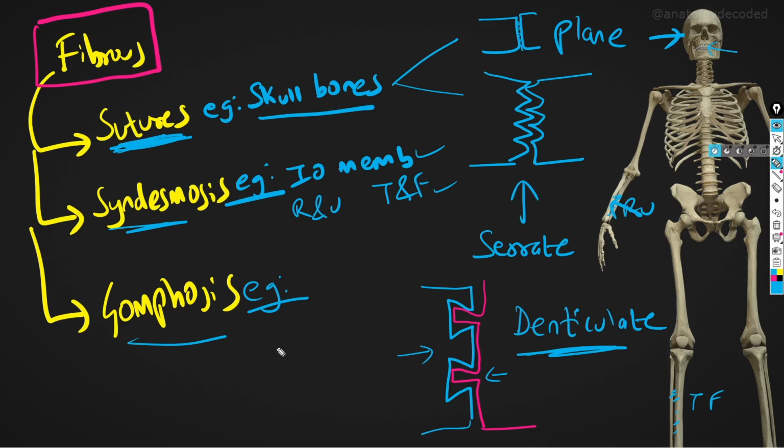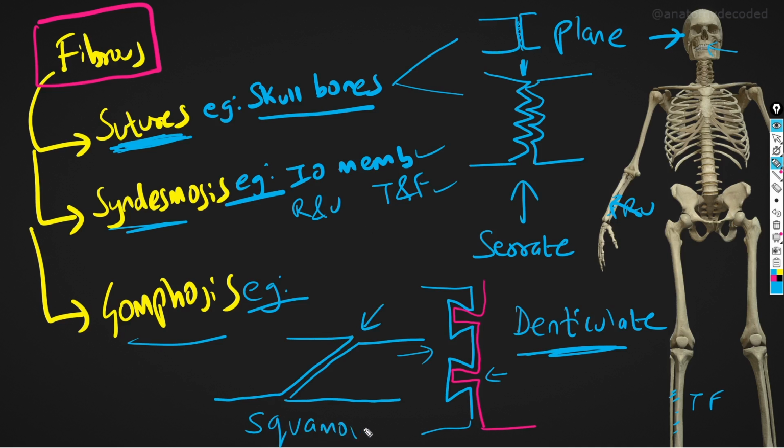Then there could be a surface which is plane, but obliquely plane. One surface is like this, the other surface is like this. Here it was vertically plane, exactly vertical, but there could be an obliquely plane articulating surface. That kind of suture is referred to as a squamous suture. The word squamous means flat. The surfaces are becoming flat.